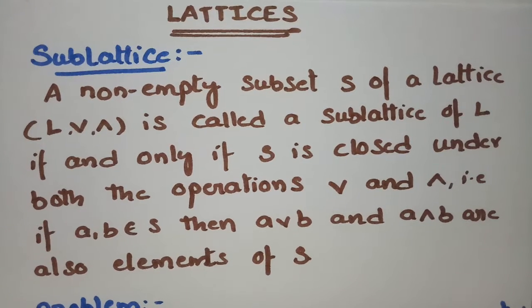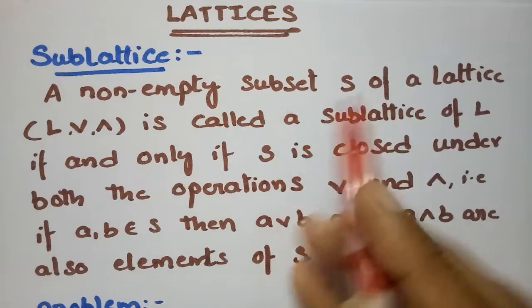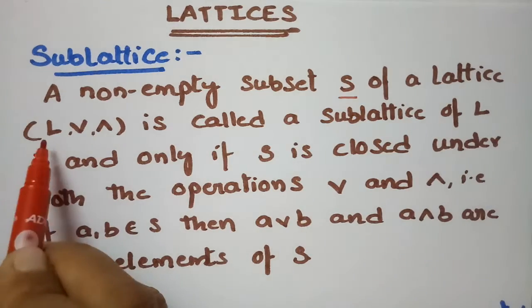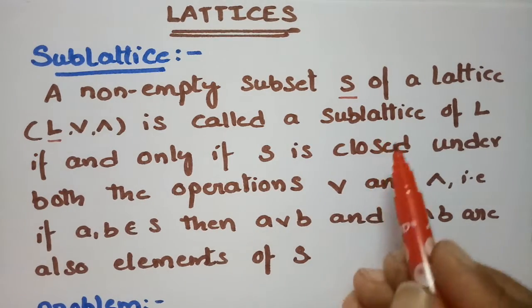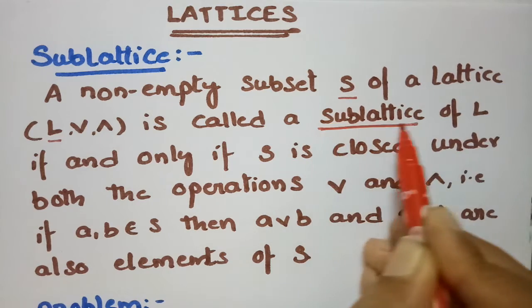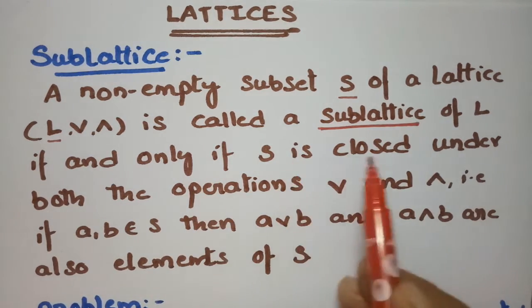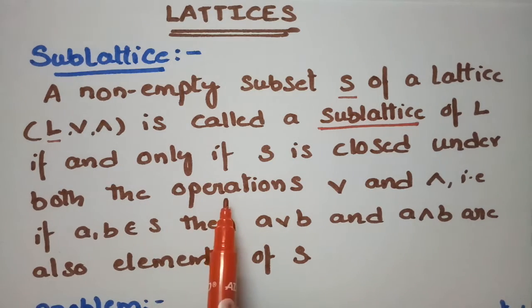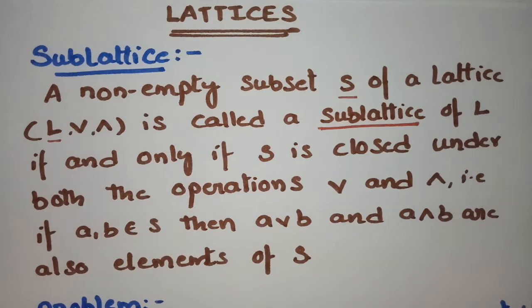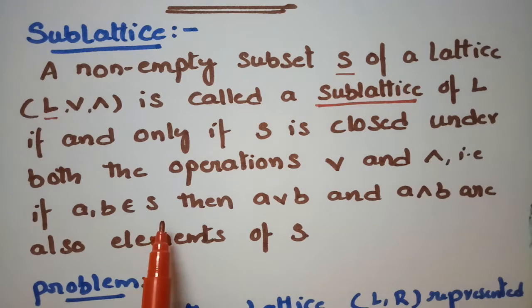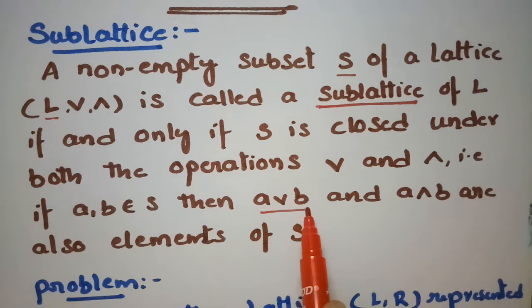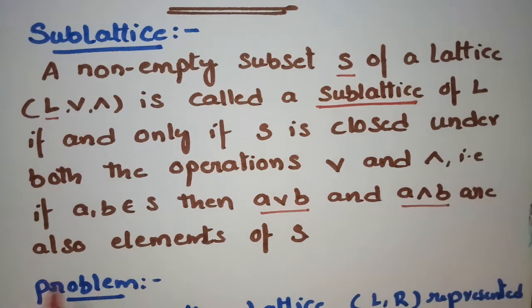Today's video is on lattices, and now let us discuss sublattice. A non-empty subset S of the main lattice L is called a sublattice of L if and only if S is closed under both the operations join and meet. That is, if A, B belong to S, then A join B and A meet B are also elements of S.